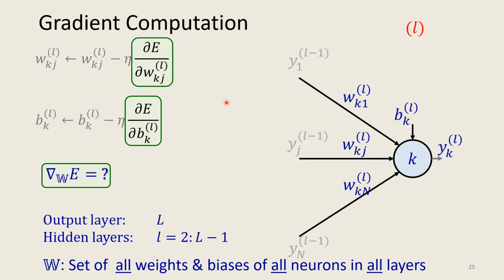Now, the way we'll proceed is, first we will derive expressions for the derivative for the output layer neurons, and then we will proceed to find out the expressions for the derivatives for the hidden layer neurons. Why hidden layers? L equals 2 through L minus 1, because when L equals 1, we don't have any weights and biases in the input layer.